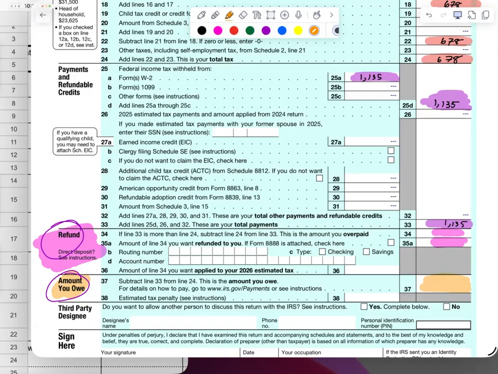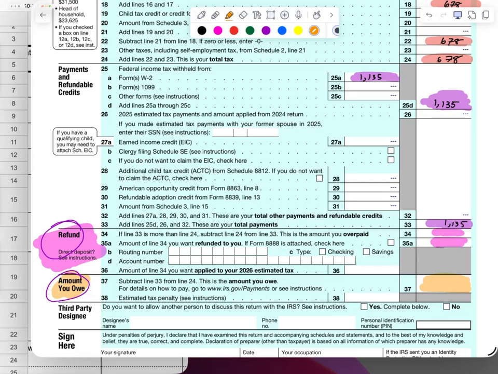You have until tax day to make that payment. So even if you file your taxes in February, you still have until April 15th to make that payment. Does that make sense? So you don't have to pay right away. You can go online to pay if you e-file it.